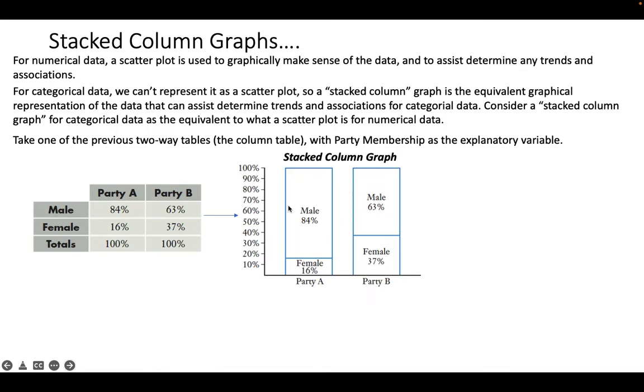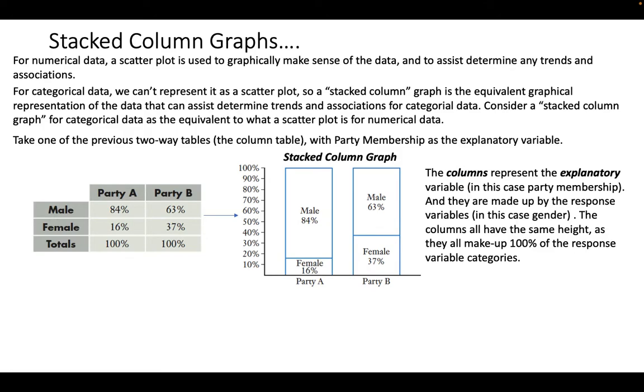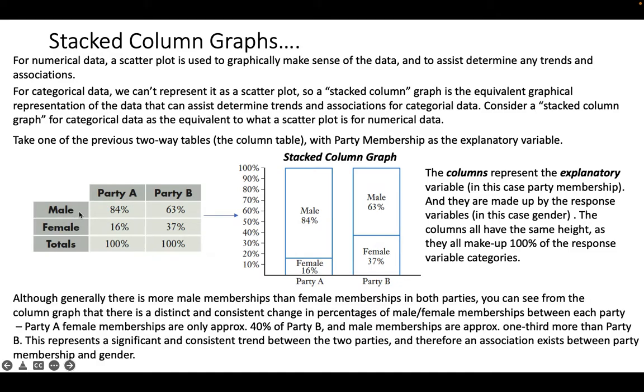And conversely, when we look at the membership of males, we've got 84% here, and there's a corresponding decrease in males. So there's the converse trend happening here between the two, and they're consistent and significant. So therefore, we can determine from that there is an association between party membership and gender. So just to reiterate, the columns represent the explanatory variable, and the columns are made up of proportions of all the response variables. And from there, we can glean any association that might visually appear from the column graph.